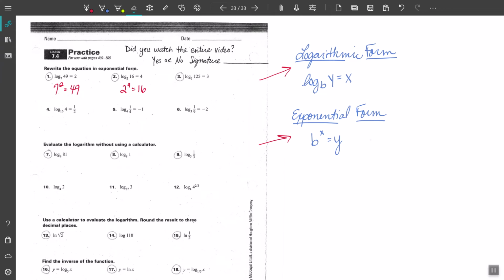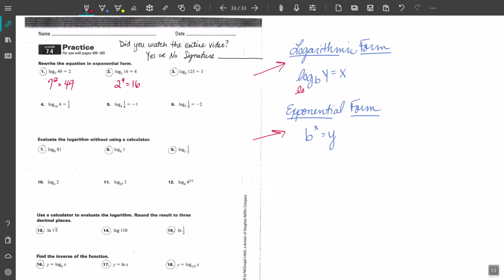Right, and we'll do the same thing with number 3. Log base 5 of 125 equals 3. Come down here, we identify our b as 5, our x as 3, and our y is 125. So 5 cubed equals 125 is the same equation as the log base 5 of 125 equals 3. All right, so we're just writing them into a different form, and we can go backward and go into logarithmic form as well.